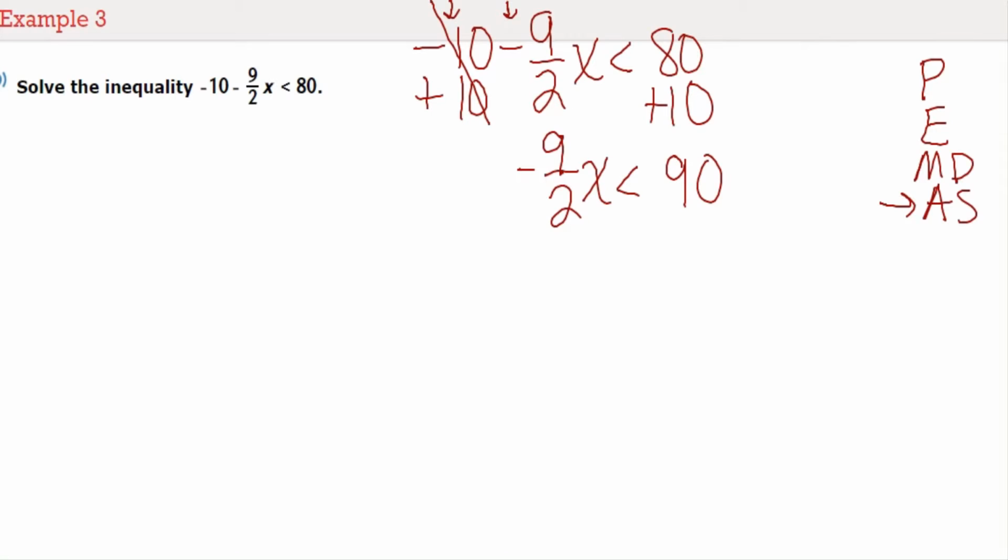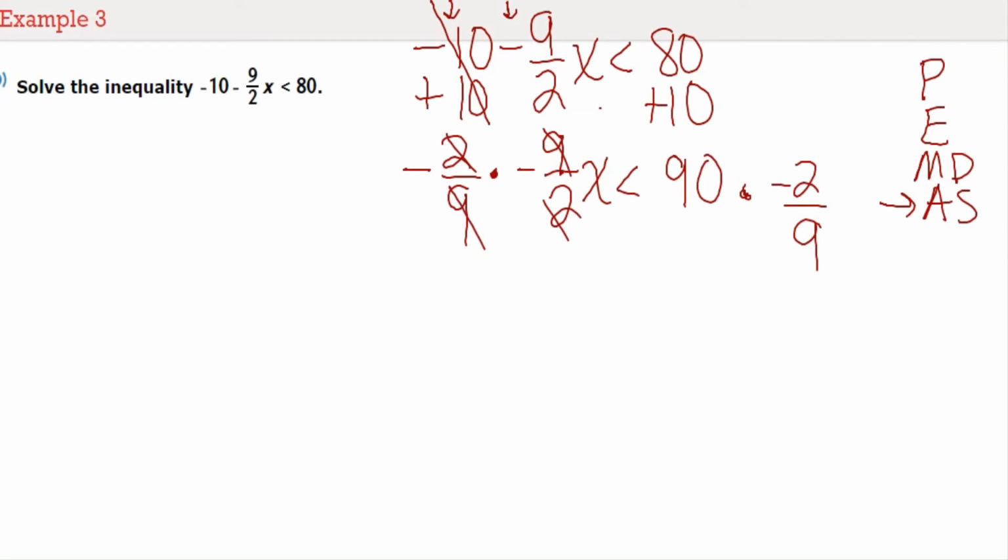Now we have to see that negative 9 halves and x is connected through multiplication, so the inverse of multiplication is division. So technically you will have to divide negative 9 halves on both sides, but you cannot divide a fraction by a fraction, so you have to multiply by the reciprocal of that number, which is negative 2/9. So we have to multiply negative 2/9 on both sides of the inequality.